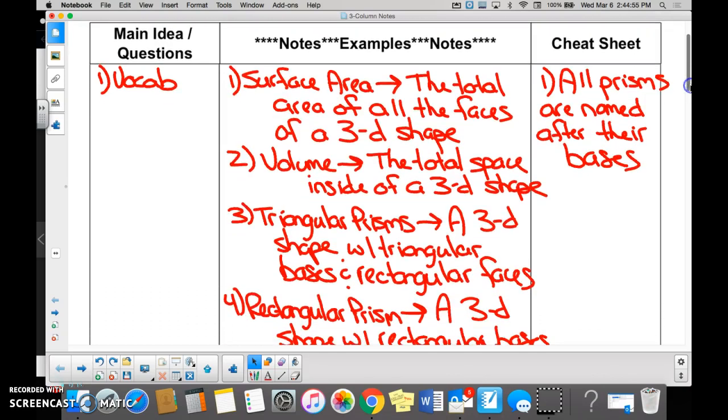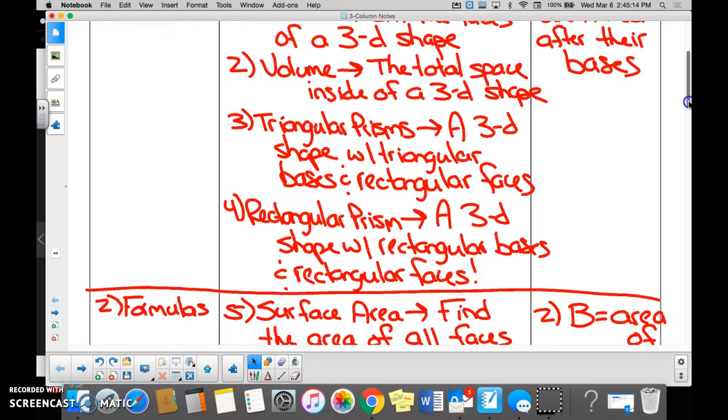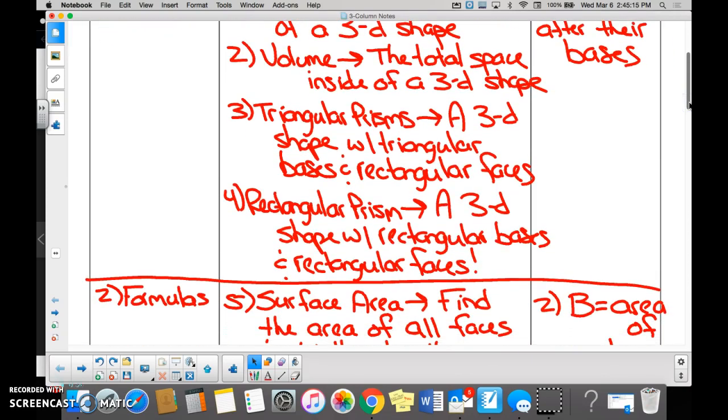So we can find surface area and volume of prisms. Surface area, you add up all of the faces, so you find the area of every face and you add them together. Volume would be the... okay. So a triangular prism and a rectangular prism are two different types of prisms.